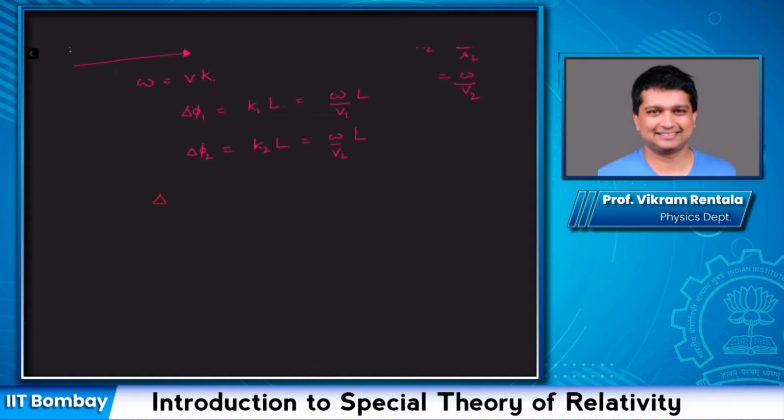So now the phase difference of the Michelson and Morley experiment can just be written as omega into L, 1 over v1 minus 1 over v2, where the first term is due to the phase picked up by the first wave, and the second term is due to the phase picked up by the second wave.